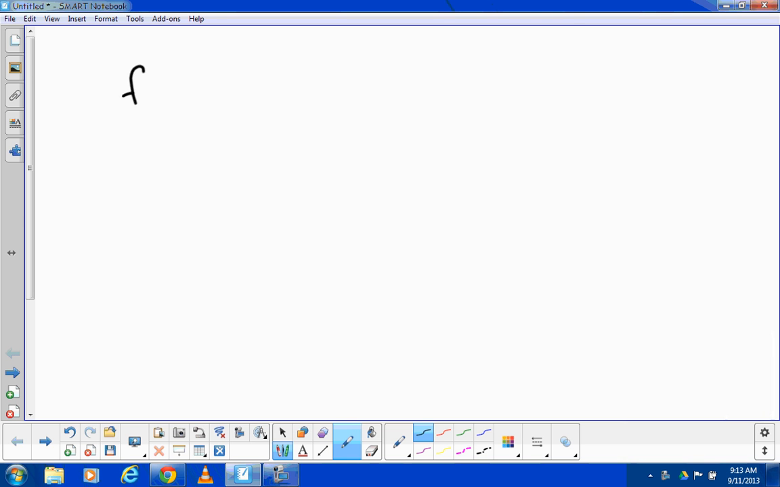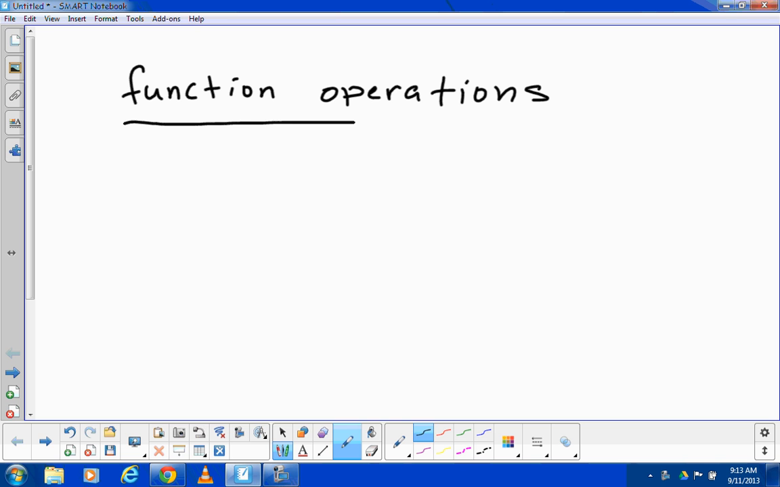So function operations, there's 4 of them. They're just like our normal operations: add, subtract, divide, multiply. You probably remember this from maybe Algebra 2. Understand here, f and g are not variables, but they represent functions.